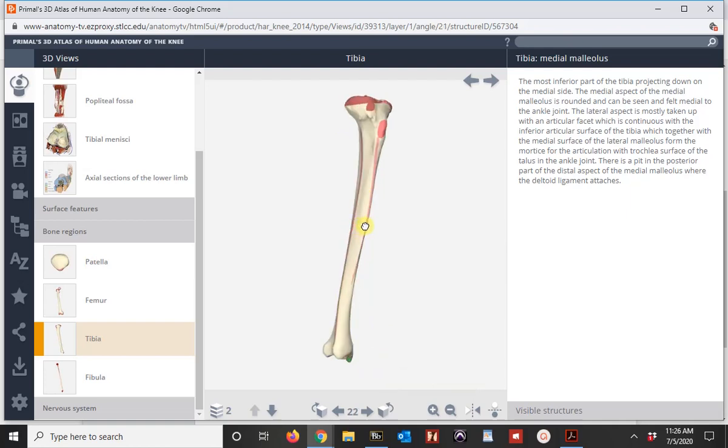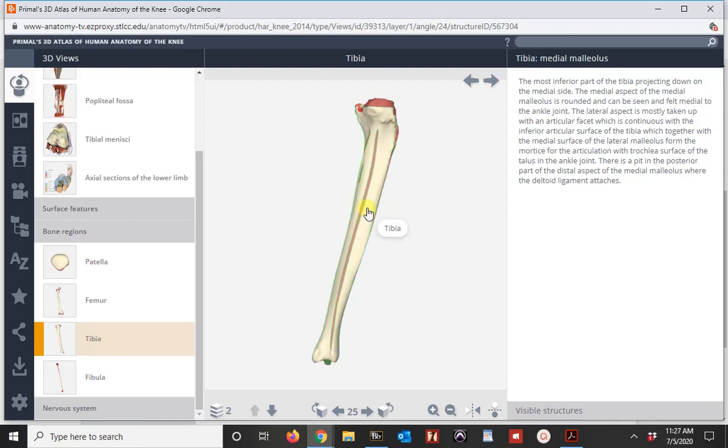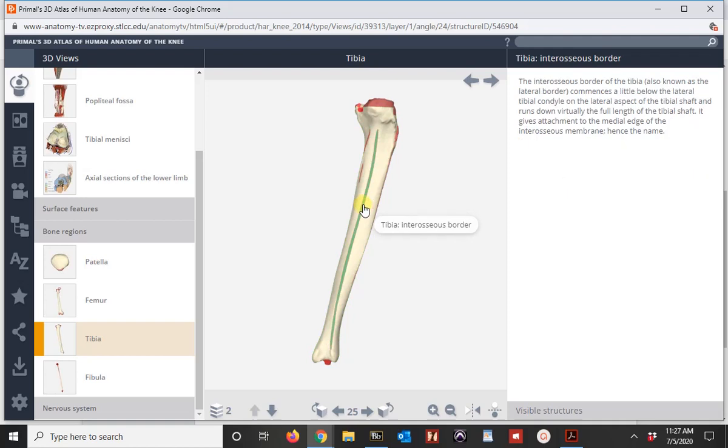So as we turn this around to the other side, this would be the side that connects to the fibula. So this would be where the interosseous membrane connects. See, it says interosseous border. That's just where the membrane connects that spans between the fibula and the tibia.